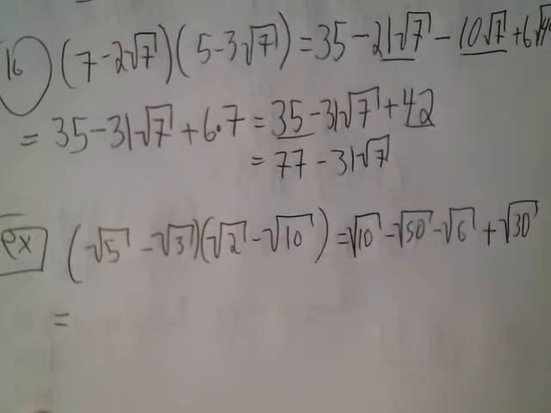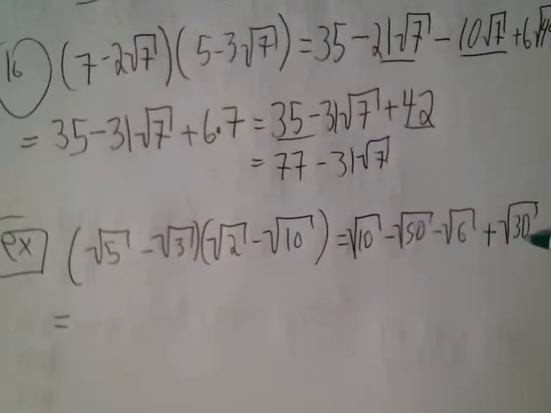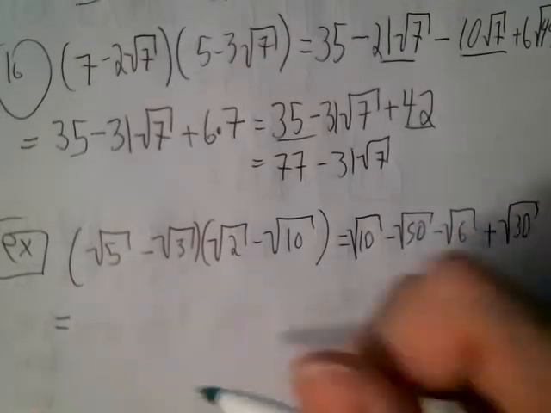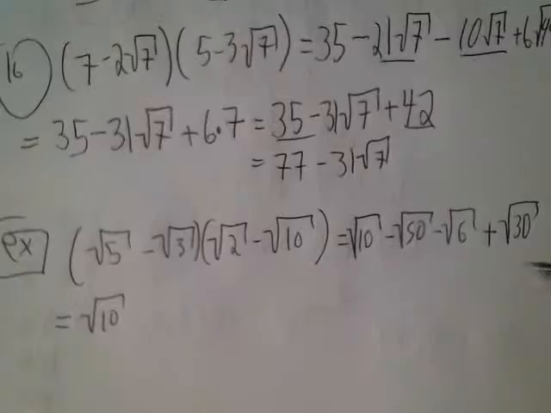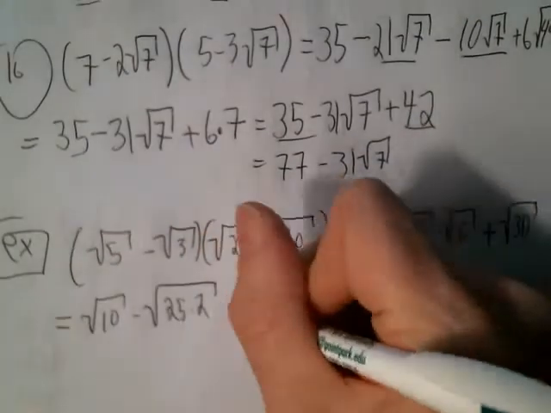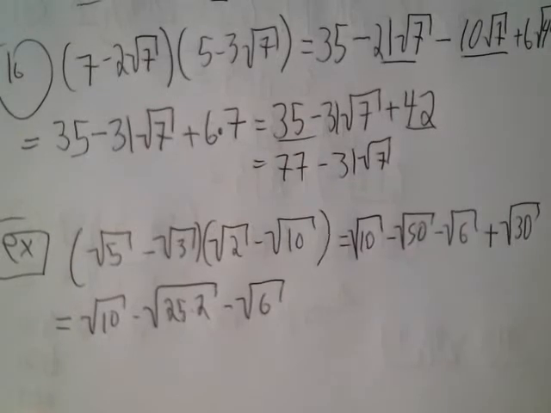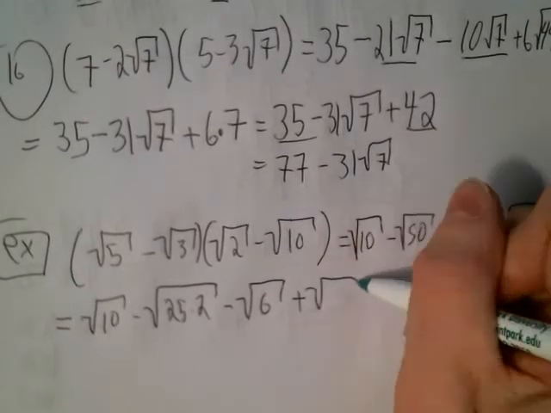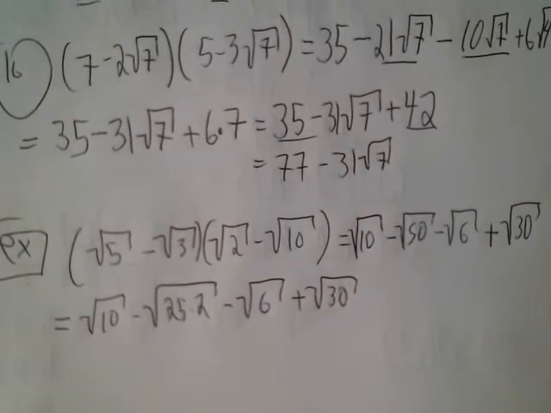Okay, so we want to march out any perfect squares from these guys. I think 50 is divisible by 25, so we can rewrite that as 25 times 2. Radical 6 is kind of stuck. And then 30, there's not going to be any perfect squares in there. So you could try 4, no, 9, no, 16, no, and that'd be about it, right? 25, no way. So radical 30 is kind of stuck. So there ain't going to be too many like terms here.